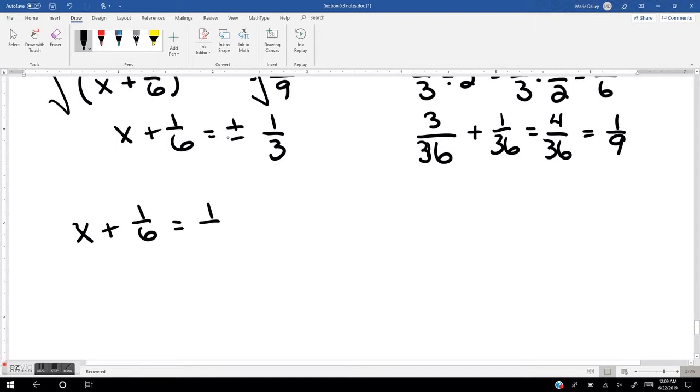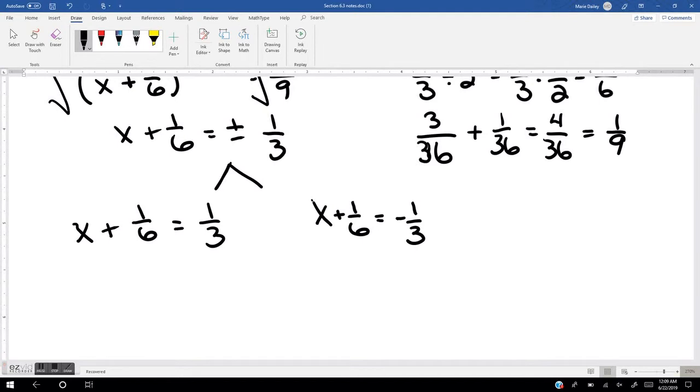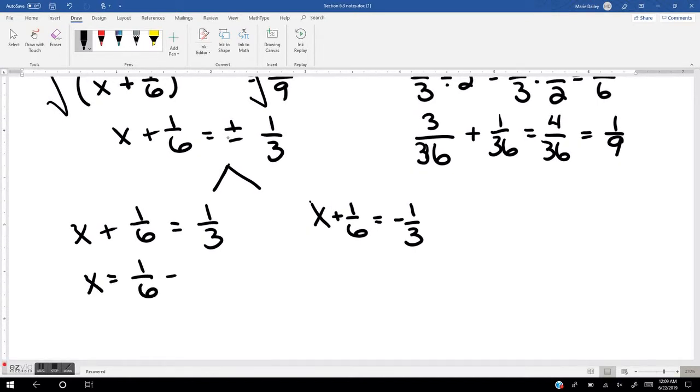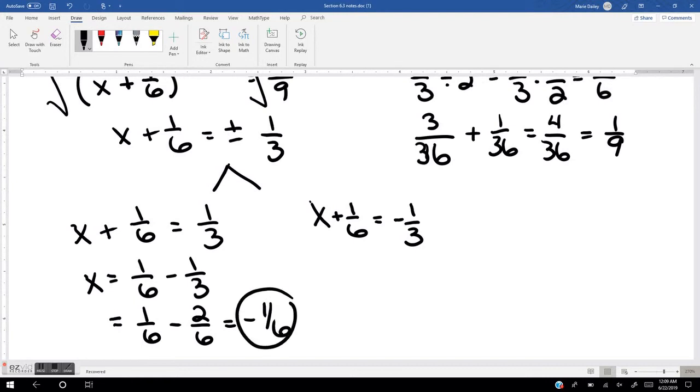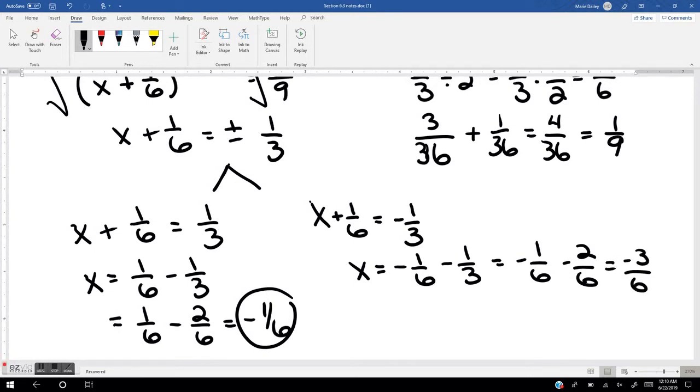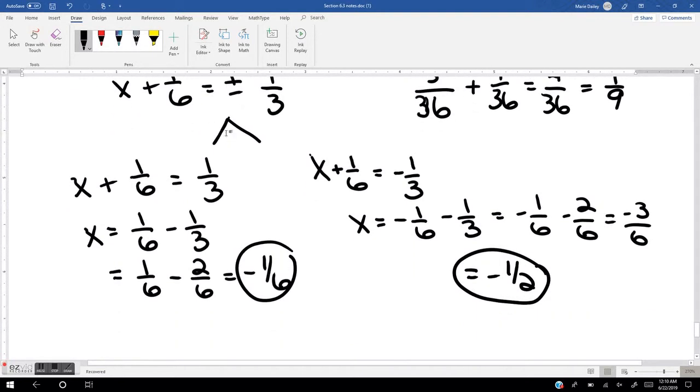Since they are then both perfect squares, that means that we can go ahead and split the problem up and get exact values then for x. So x is then equal to 1/6 minus 1/3, which is 1/6 minus 2/6, which is a negative 1/6. And then over here, x is then equal to a negative 1/6 minus 1/3, which is a negative 1/6 minus 2/6, which is a negative 3/6, which is then a negative 1/2. And then there's my two solutions for that particular instance.